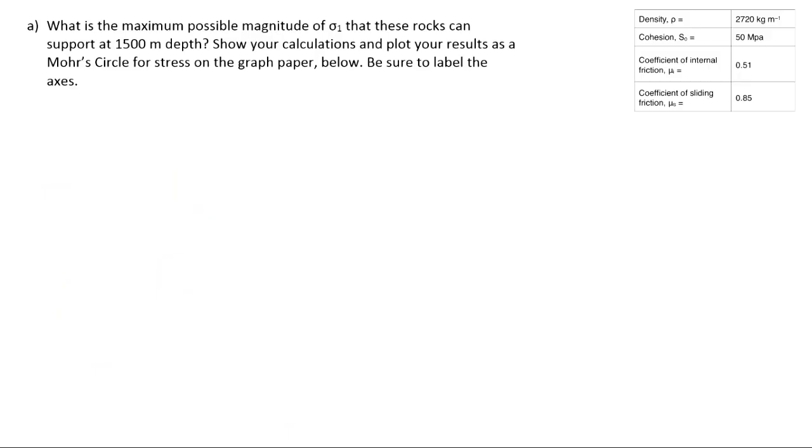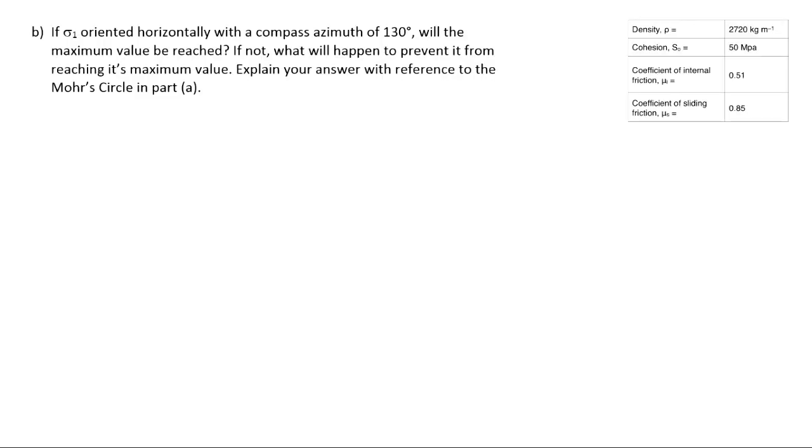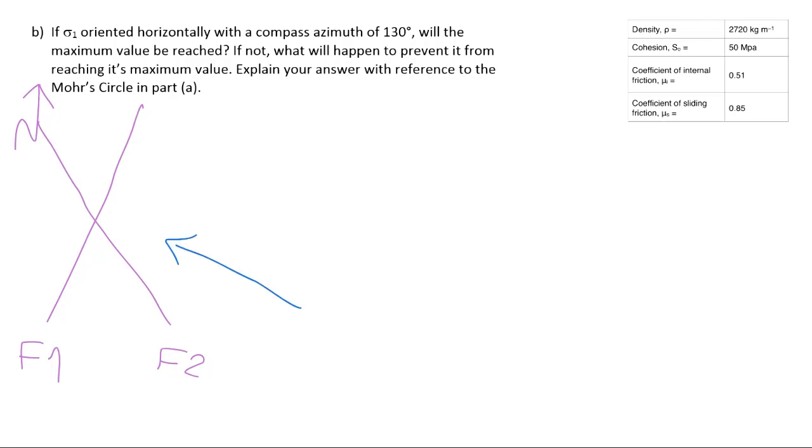So let's go to here. We know we have two sets of fractures. Let's say this is north, and we have one set of fractures with azimuth 15. I call this one F1, and the other one is 340, and I call this one F2. And we know sigma 1, with respect to north, is 130.